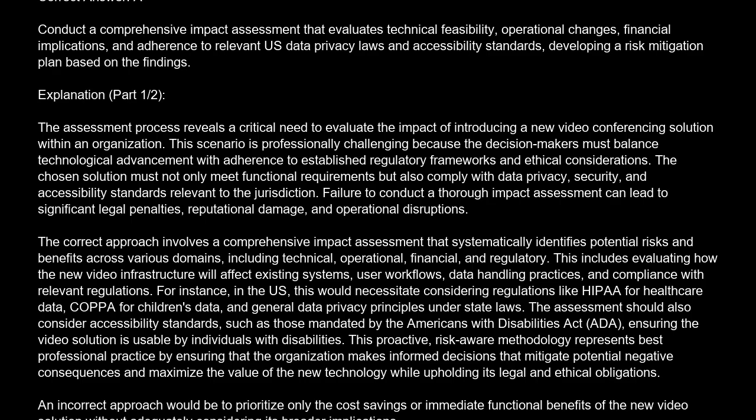The assessment should also consider accessibility standards, such as those mandated by the Americans with Disabilities Act, ADA, ensuring the video solution is usable by individuals with disabilities. This proactive, risk-aware methodology represents best professional practice by ensuring that the organization makes informed decisions that mitigate potential negative consequences and maximize the value of the new technology while upholding its legal and ethical obligations.